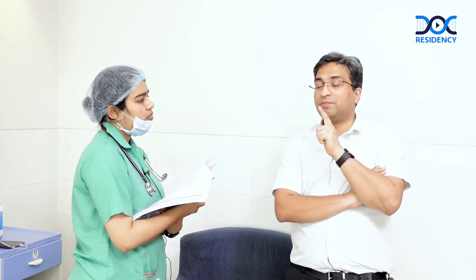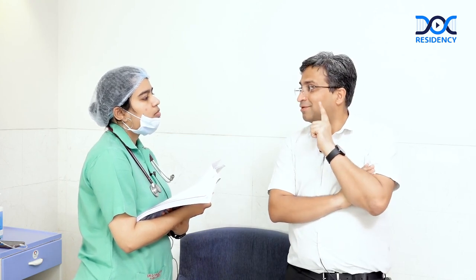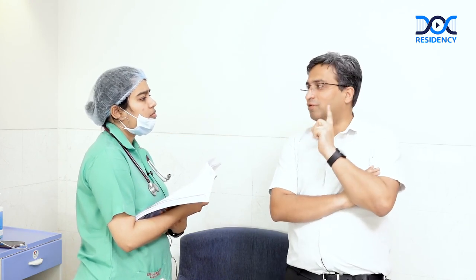So once you call it patent, it will be a minimum of 6 months in a term baby, and in a preterm it will be 1 year. Only then will you call it persistent, or patency of the ductus. That is the normal time of closure. Third thing, foramen ovale is a normal structure.